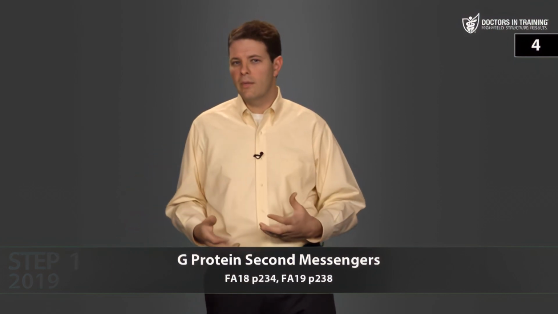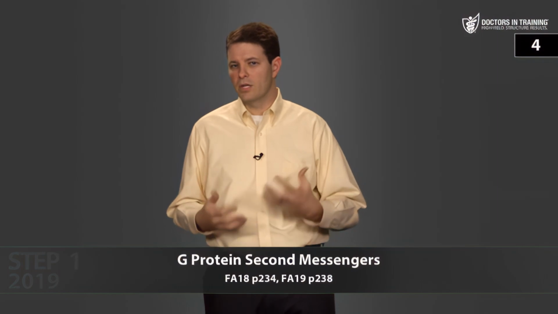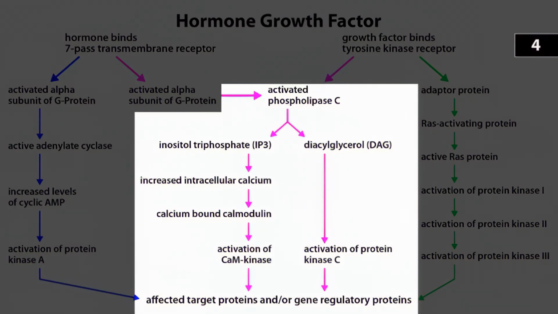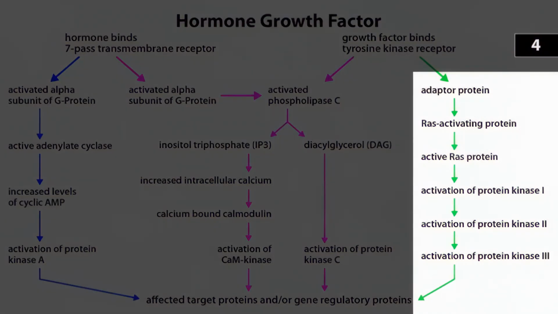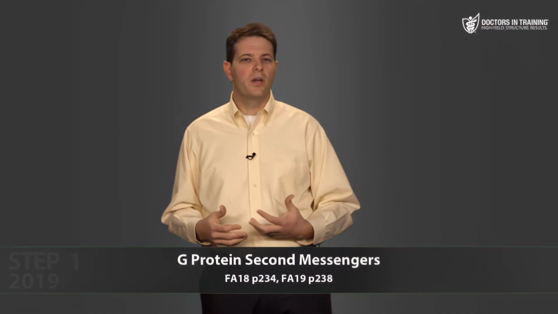And there are two different pathways that a tyrosine kinase receptor can use. One pathway is similar to the GQ pathway in that it activates phospholipase C. But the other pathway, the more well-known tyrosine kinase pathway, is the RAS activating pathway. You have an adaptor protein that activates the RAS activating system, and then that activates protein kinase 1, 2, and 3. And then that has a downstream effect. So these pathways are important to understand.